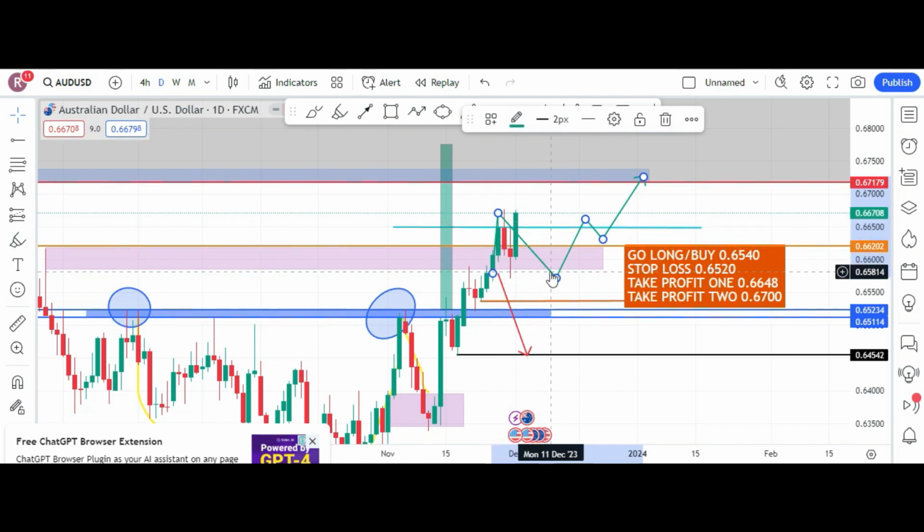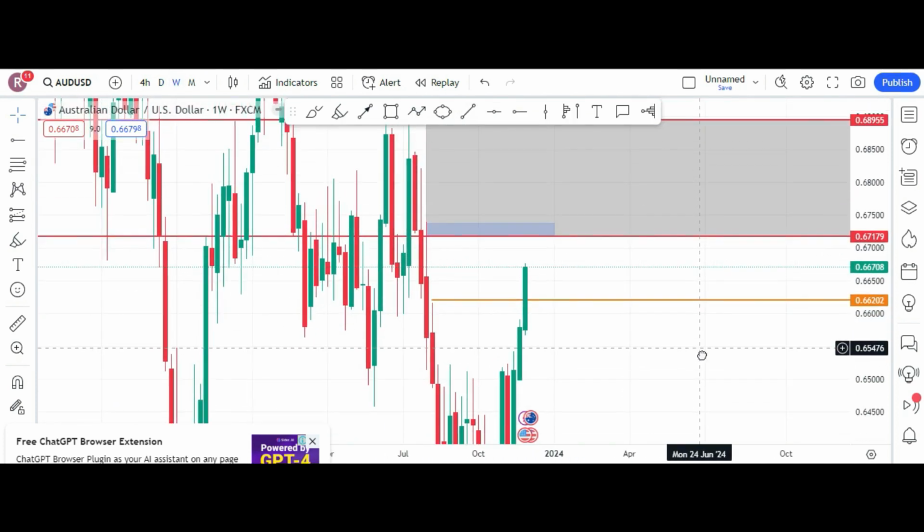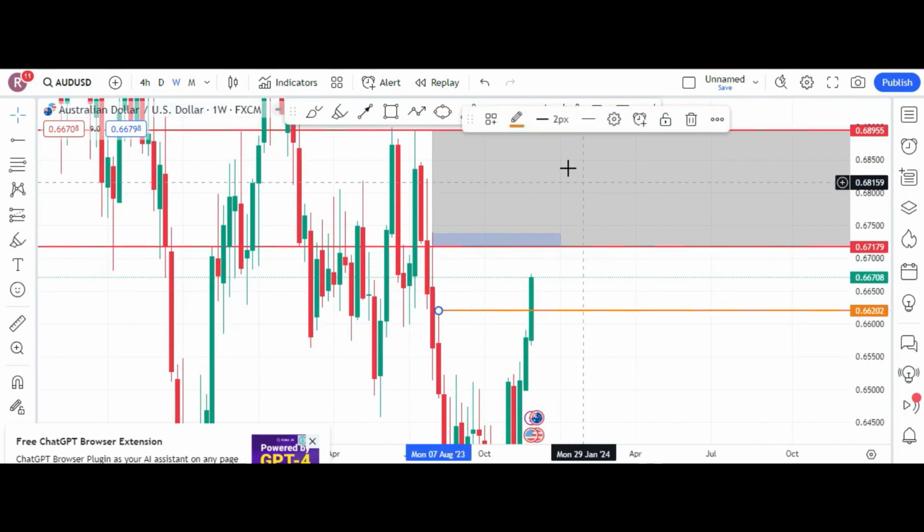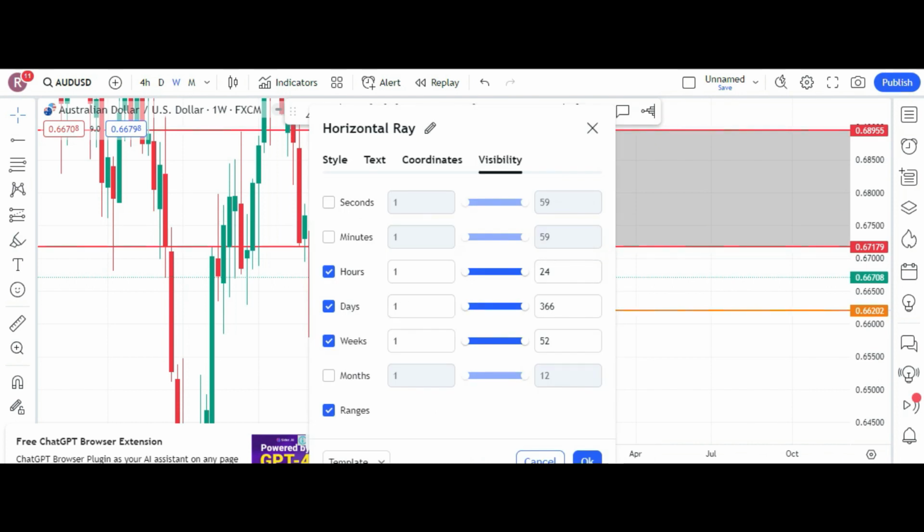So it came down here and it started getting bullish, and here is the 50% of the weekly. If we go here, you can see this line. Let me enable this line in daily time frame. Oh, it is already there.